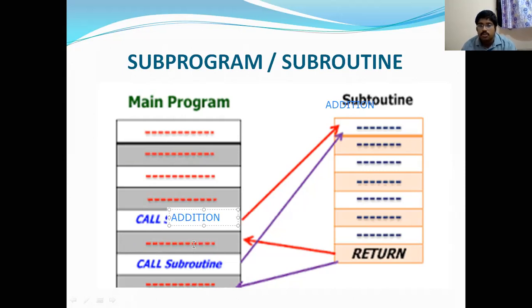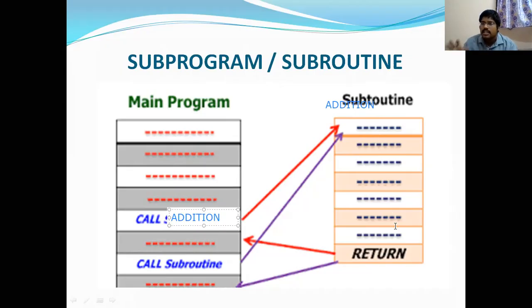It will not execute the next instructions. It will just transfer its execution from this part to this particular part. And it will execute all the instructions that are present in this subprogram. For example, it has some 10 instructions. It will execute all the instructions.